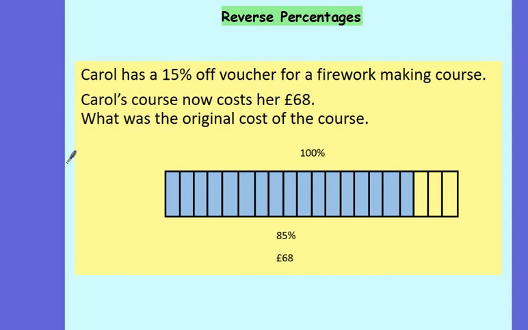Finally, Carol has a 15% off voucher for a firework making course. Carol's course now costs £68. What was the original cost of the course? This one's a little bit trickier, see if you can work it out. Pause the video for a minute or two and have a think.